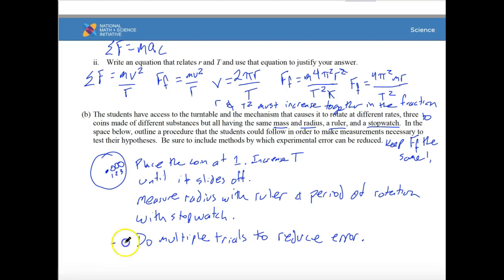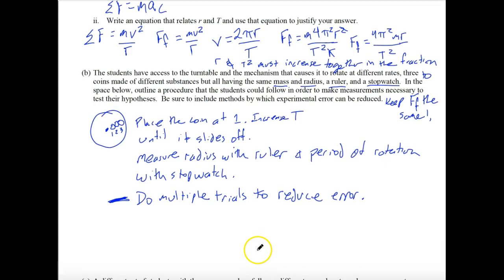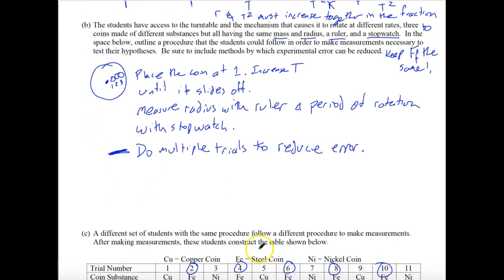We know that to reduce error, one of the points is just to do multiple trials. If you put that in, they'll give you a point regardless of how bad your procedure is. We're going to place a coin at spot 1, that is the smallest radius. We're going to increase the period until it slides off. And then we're going to measure the radius with the ruler and the period of rotation with the stopwatch. If we do that and we do multiple trials to reduce error, they would give us points for that.